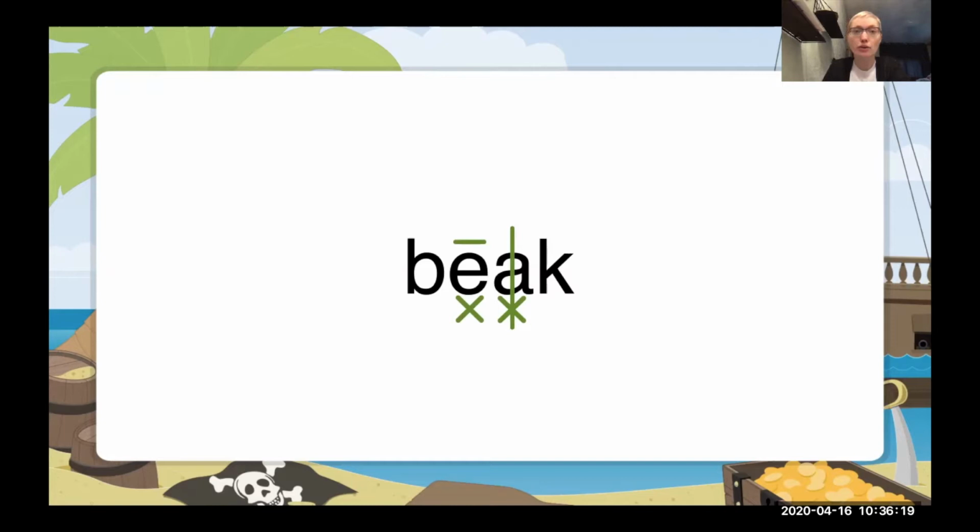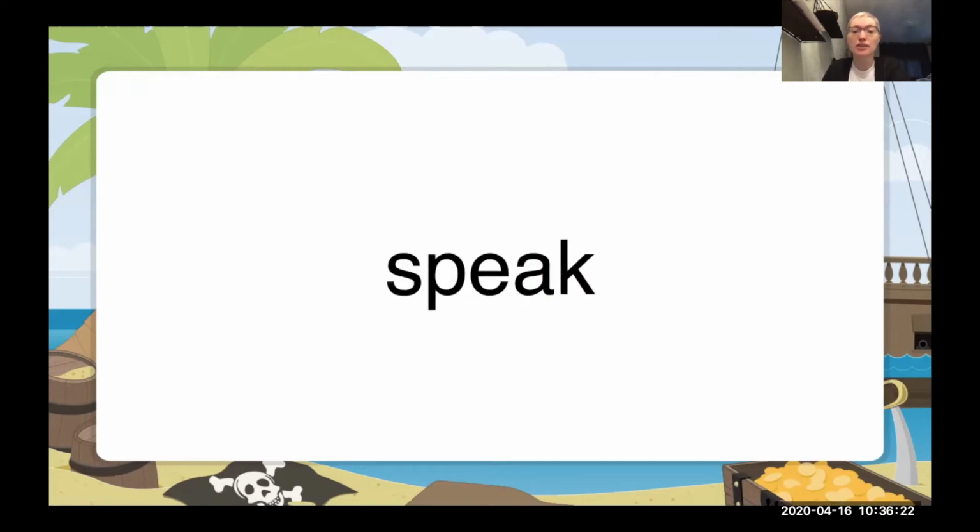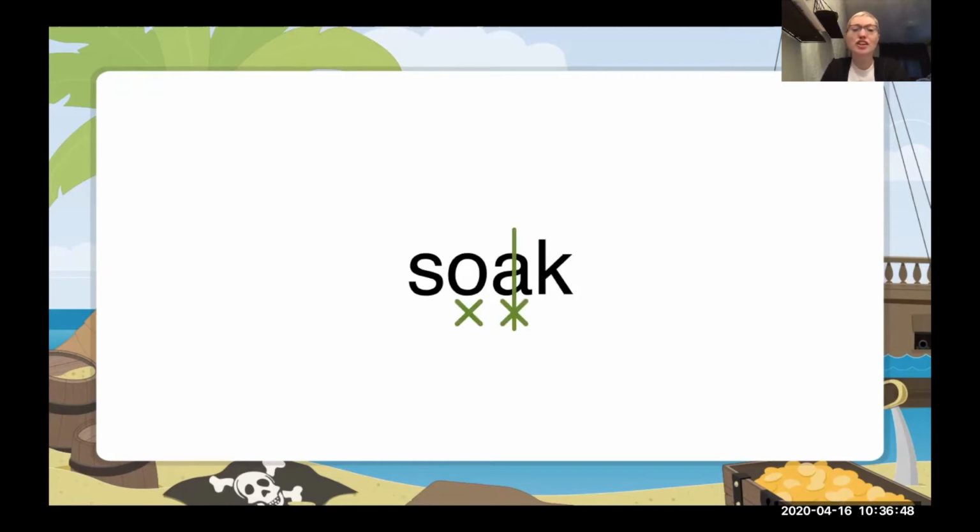Other adjacent vowel words that end in the letter K include words like speak. If we mark this one, we are going to arc the SP blend. We're going to mark both our vowels, go up around our racetrack. A is silent, E is long, and again, this is the word speak. Another word that follows this same spelling pattern is the word soak. We mark both of our adjacent vowels, go up around our racetrack. Our A is silent and our O is long. Again, this is the word soak.